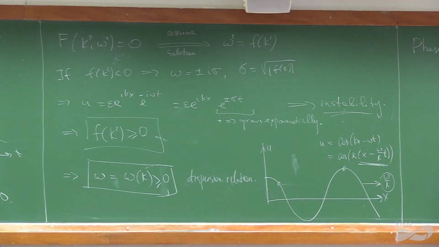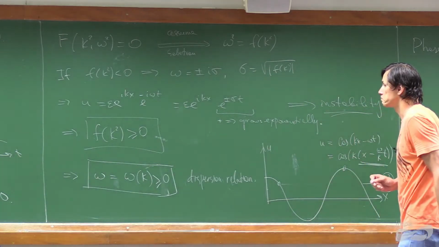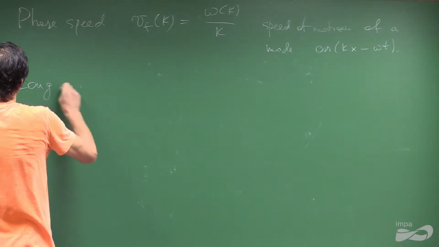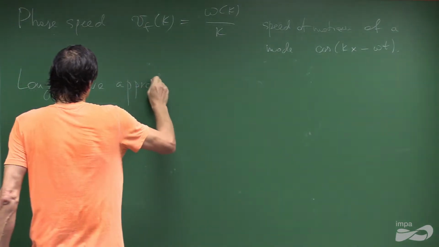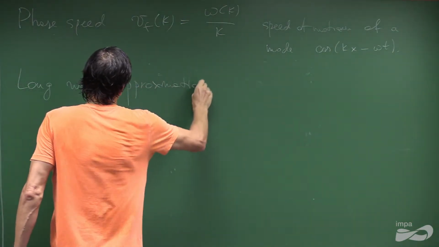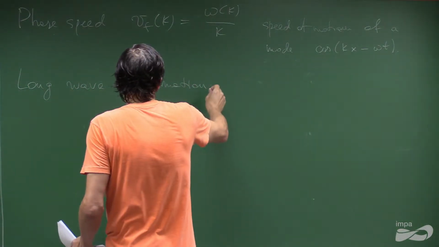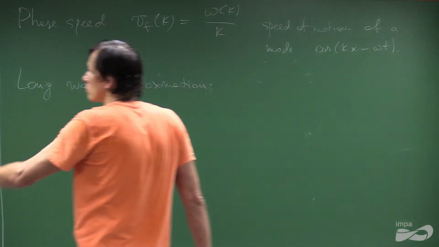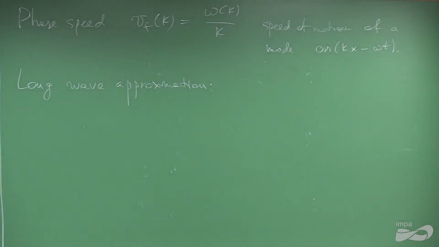So that's the idea. So now what you can see is what long wave means. The long wave approximation. At that moment we introduced the long wave approximation. Now let's go back to the long wave approximation and see how it comes out from the dispersion relation. So what does long wave mean?